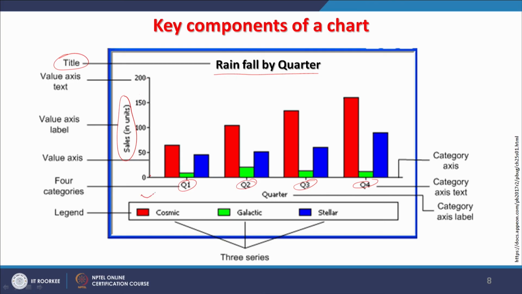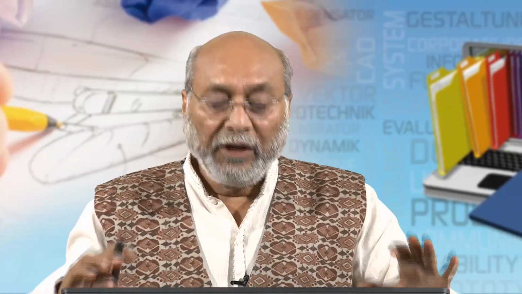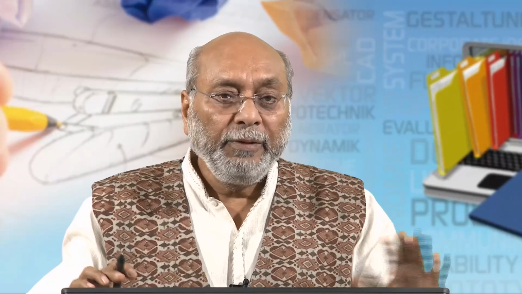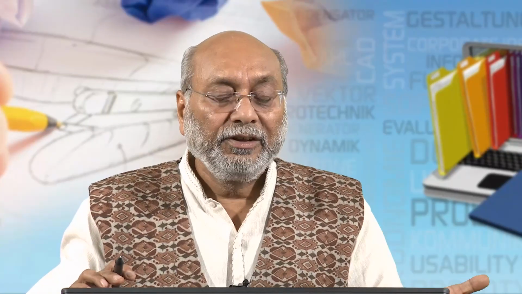Then we are providing a legend, because against individual bars that information is not being written, that this is the cosmic, this is galactic and stellar. So we are providing a legend. Putting a legend is always helpful to the readers, to the audience. Whenever you are preparing a chart or graph, the graph itself should be complete by itself. There should not be missing things. This is my whole point here.